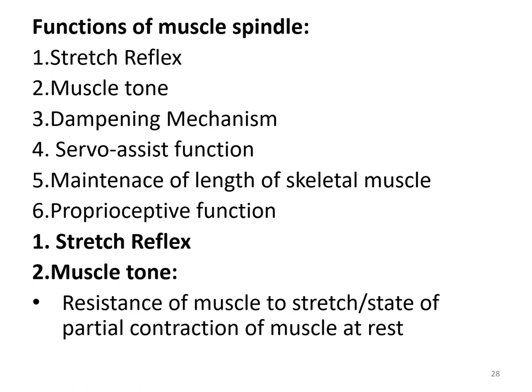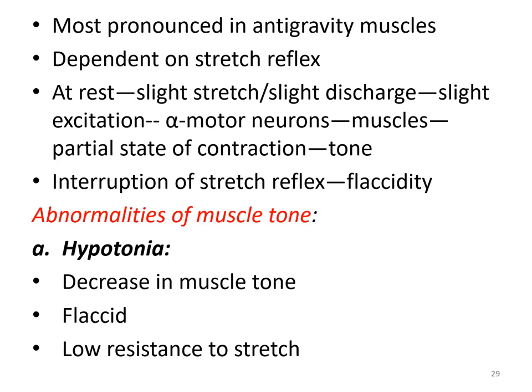Second function is the muscle tone. So how will you define muscle tone? Muscle tone is resistance of muscle to any sorts of stretch, or we can also define it as a state of partial contraction of the muscle at rest. That is, the muscle even at rest is in a state of partial contraction. Muscle tone can be seen in all the muscles of the body, but it's most pronounced in the anti-gravity muscles.